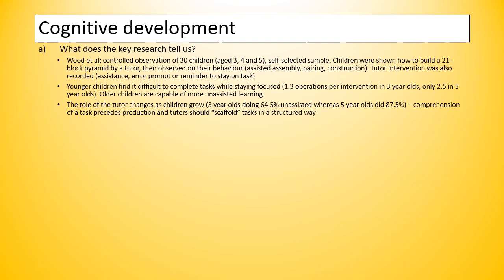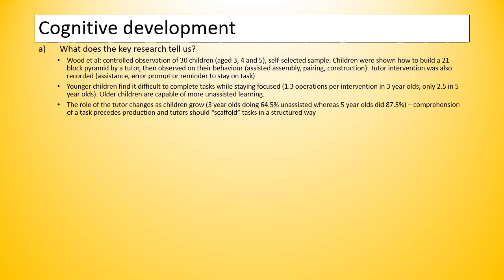First of all, younger children found it difficult to complete tasks while staying focused. They only completed 1.3 operations per intervention when they were 3, whereas they completed 2.5 when they were 5-year-olds. This tells us that older children are capable of more unassisted learning, almost twice as much if you look at the numbers. It also tells us that the role of the tutor changes as children grow.